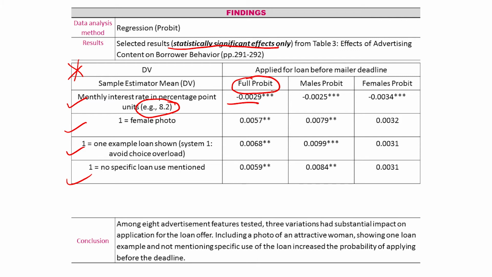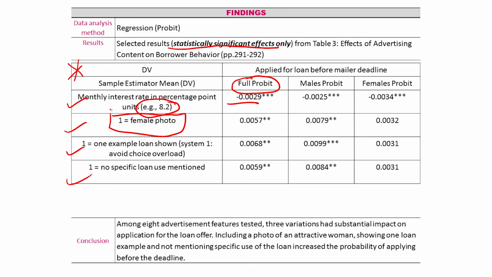It was negative because as the interest rate went up, the likelihood of accepting the loan went down. This is perfectly consistent with economic theory, with rational decision making, that as you pay more for the loan, you are less likely to want it. The second thing that was significant and surprising from the standpoint of pure economic theory was the presence of a female photo. Simply putting a female photo increased the likelihood that the loan was taken up.